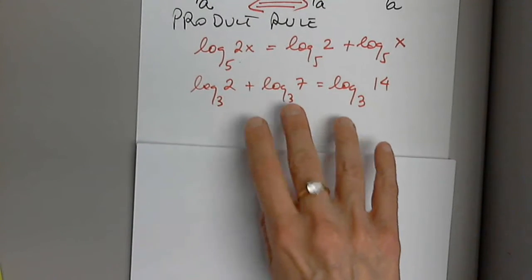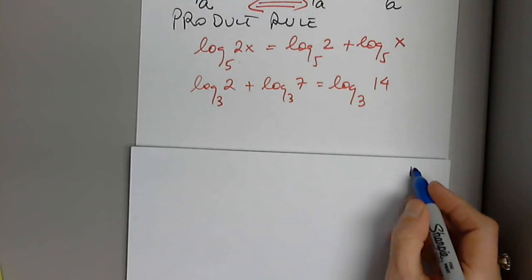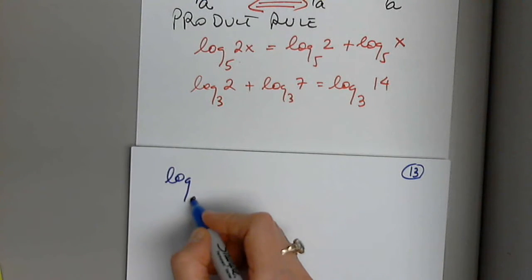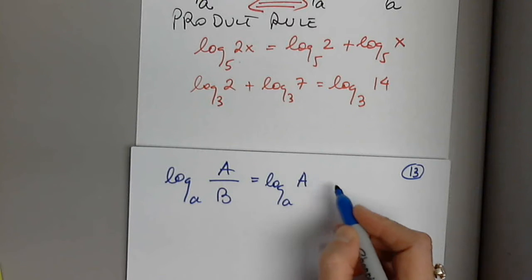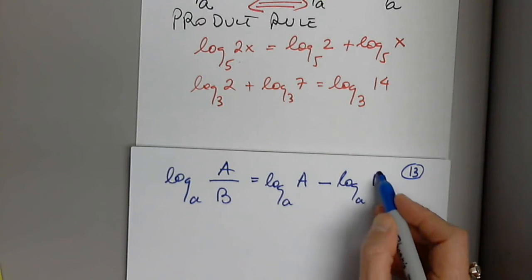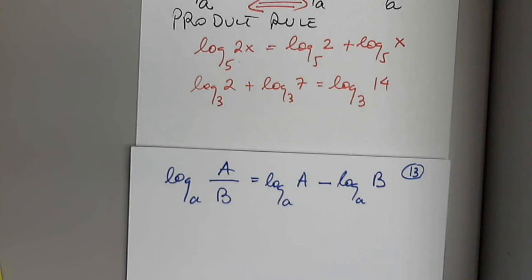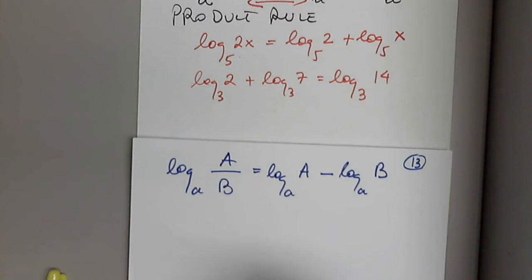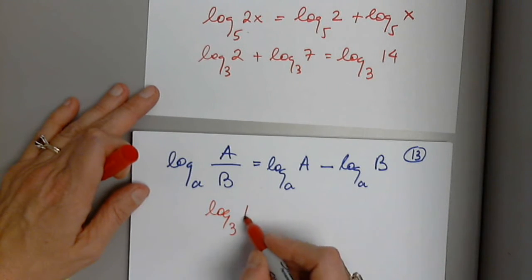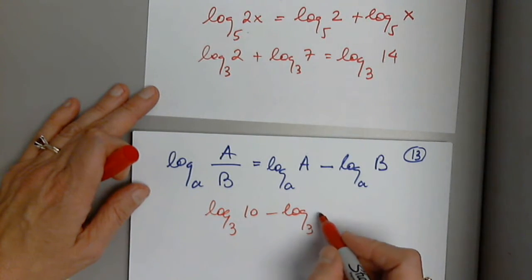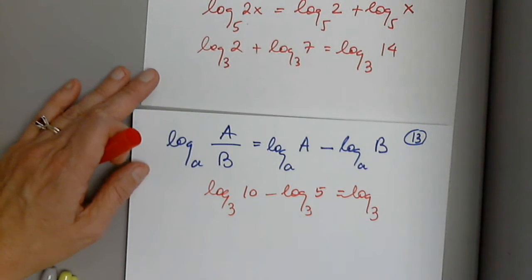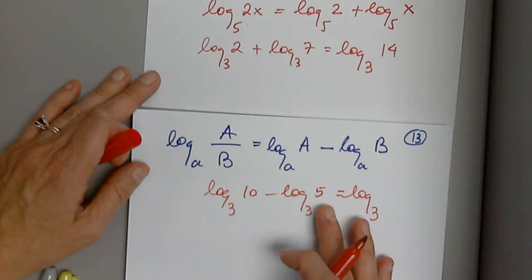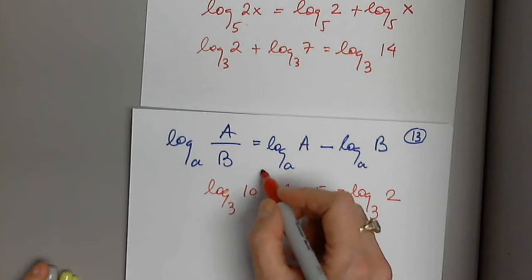The next one will be the quotient rule, and I would like you to come up with the answer. Common sense. Log base A of a ratio. What do you think this will be? Log base A minus. Very good. Awesome. So let me show an example going backwards. Let's say log base 3 of 10 minus log base 3 of 5. If you condense it into log base 3 of 10 over 5, which is 2. So this is the quotient rule.